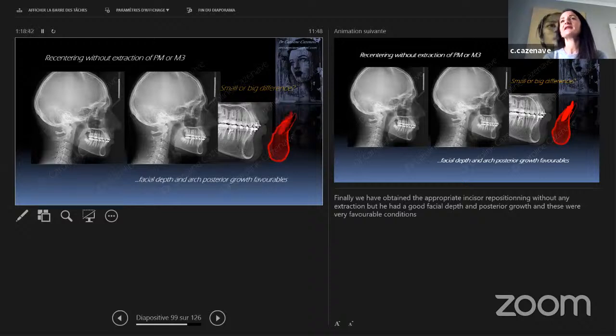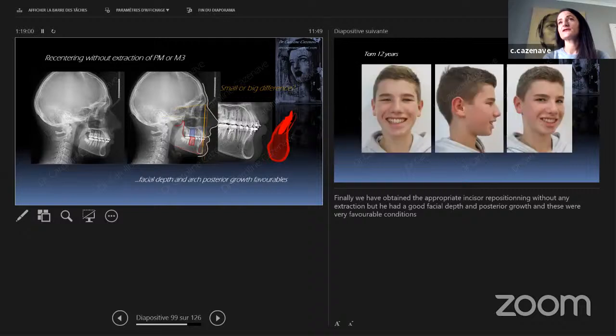Finally, we have obtained the appropriate incisor repositioning without any extraction, but he had a good facial depth and posterior growth, and these were very favorable conditions. So I think it's a big difference.